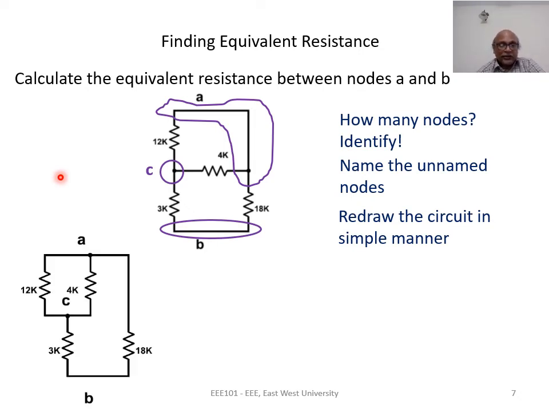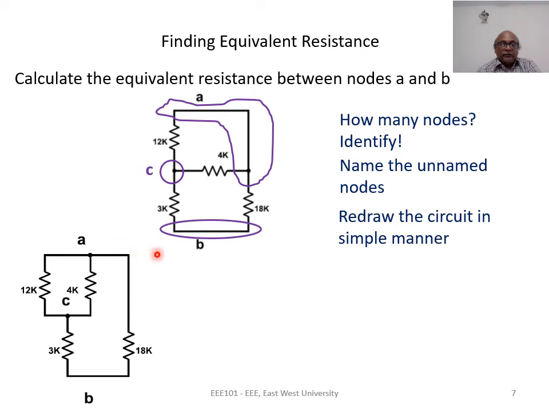So once we do that, this is how the redrawn circuit looks. A is shown as a straight line on the top instead of this L shape. C is shown in the middle on the left side as in this figure, and B is a straight line on the bottom. Now let's look at this 12K. The 12K in our original circuit is connected between node A and node C. So in our redrawn circuit, 12K is also connected between node A and node C.